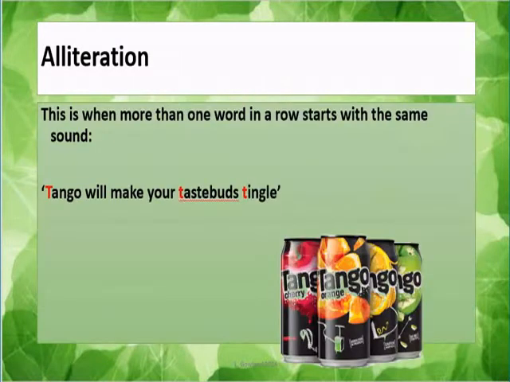The next one then is alliteration. Alliteration is when more than one word in a row starts with the same sound. The example we've got here is, Tango will make your taste buds tingle. A couple of things that people often get wrong about alliteration that we need to fix here are, firstly, not all of the words have to start with the same letter. Lots of times people think that you can't put any other words in between, but that's not true. You can have lots of words in the same sentence, or in consecutive sentences, that start with the same sound, and that'll be fine.